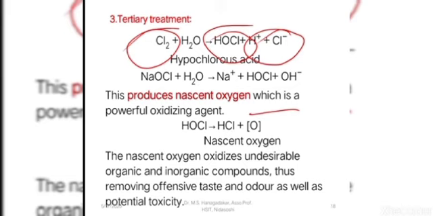Hypochlorous acid, HOCl, undergoes dissociation, forming hydrochloric acid with the liberation of nascent oxygen. Nascent means active oxygen. This nascent oxygen oxidizes undesirable organic and inorganic compounds present in the wastewater. Thereby we can prevent the water from having bad taste and odor, as well as the potential for toxicity or infection by the bacterial community. So this is about sewage treatment, or you can say water treatment. Thank you.